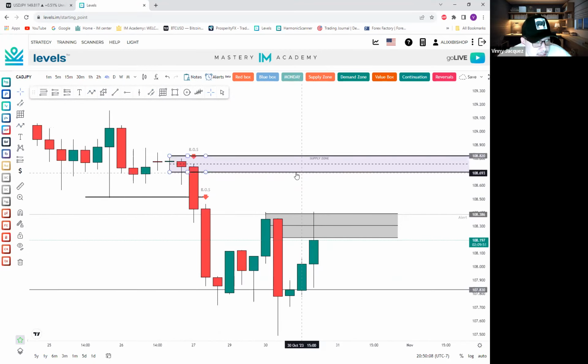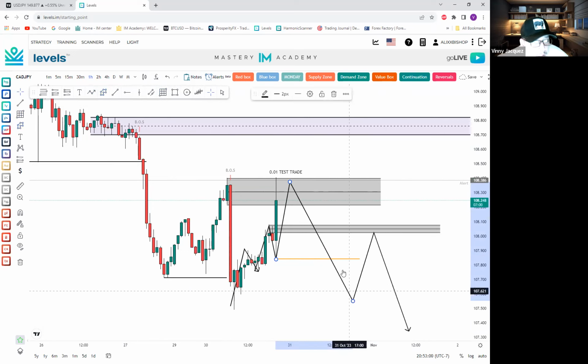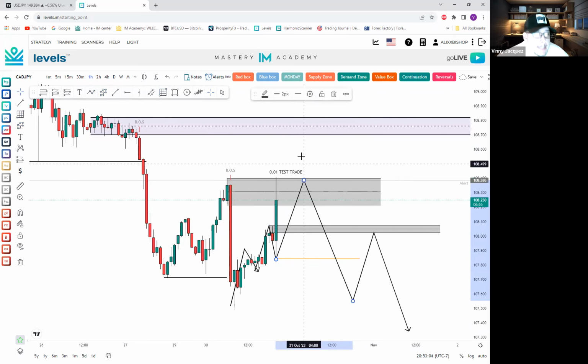Again, this stuff has to play out in our favor. We draw it out, but it has to happen this way. That's why these alerts are so important. Wait, we break and close below, then let's go ahead and find a re-entry to the downside.